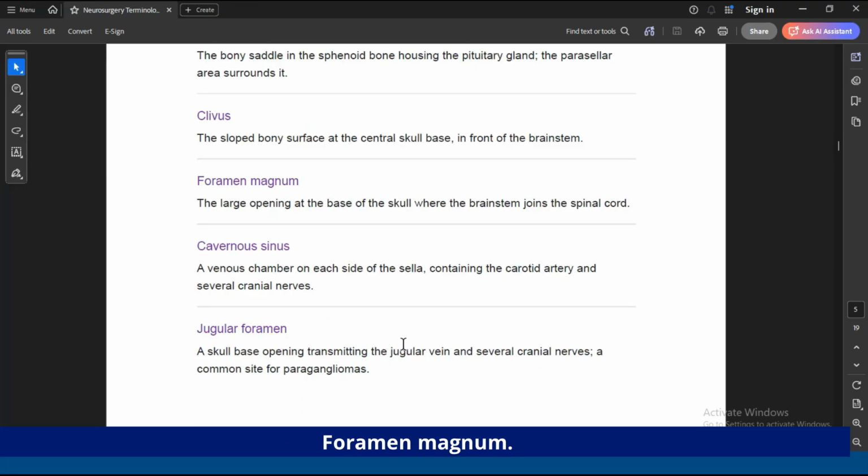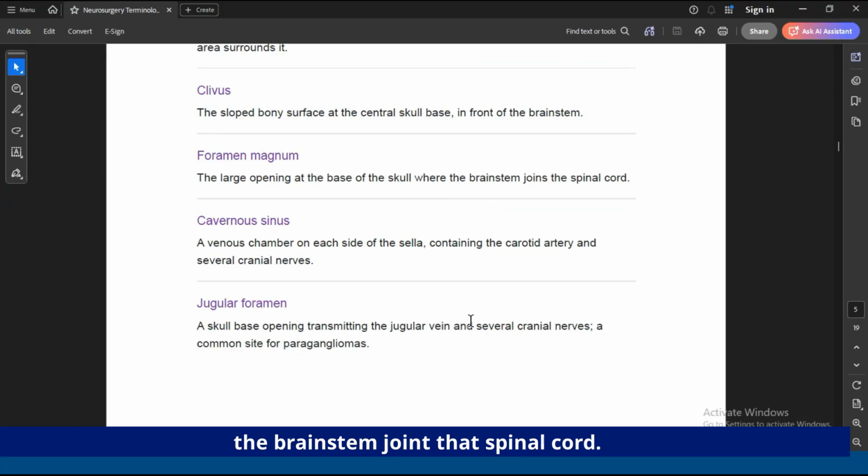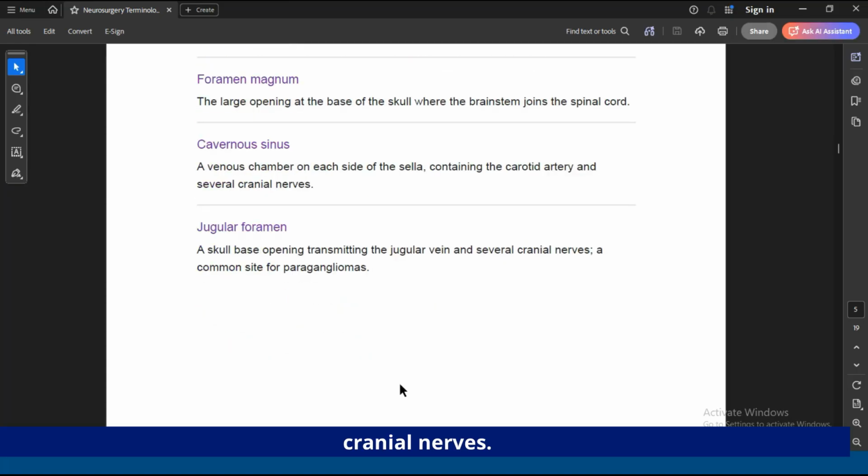Foramen magnum. So the large opening at the base of the skull where the brainstem joins the spinal cord. Okay. So next we have cavernous sinus, a venous chamber on each side of the sella containing the carotid artery and several cranial nerves. Next we will find jugular foramen, a skull base opening transmitting the jugular vein and several cranial nerves, a common site for paragangliomas. This is also one type of brain tumors. Okay, so this is the jugular foramen.